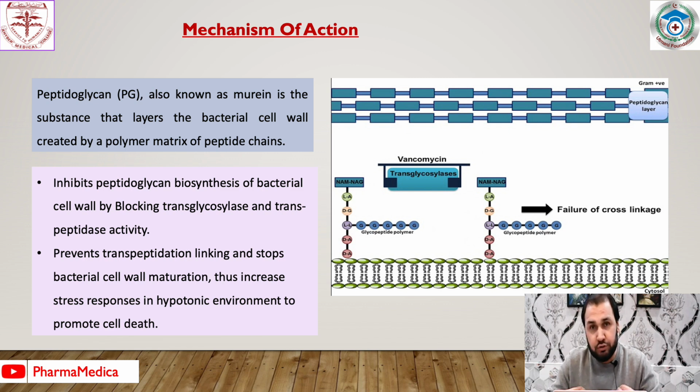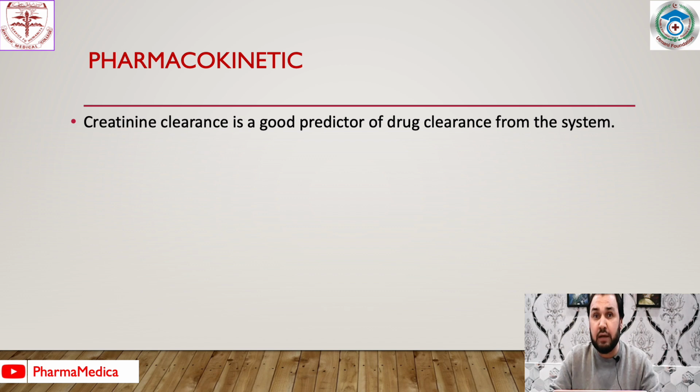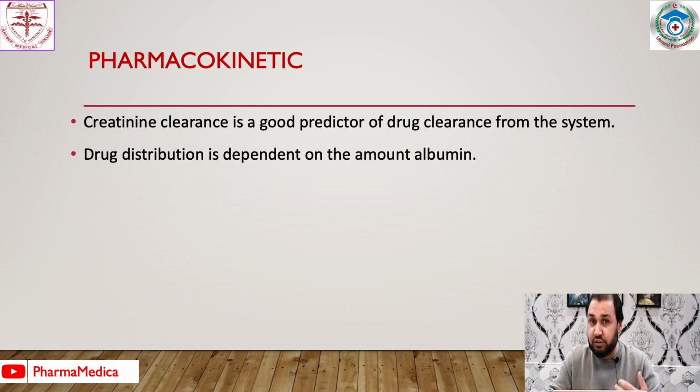So it blocks the transpeptidase and transglycosylase enzymes; blocking the transpeptidase blocks the synthesis of peptidoglycan, and blocking the transglycosylase blocks the maturation and development of the cell wall, and thus it makes the cell wall very fragile. By making the cell wall fragile, there is leakage of the intracellular material, there is inflow of water, swelling of the bacteria, and finally the bacteria burst and usually die.